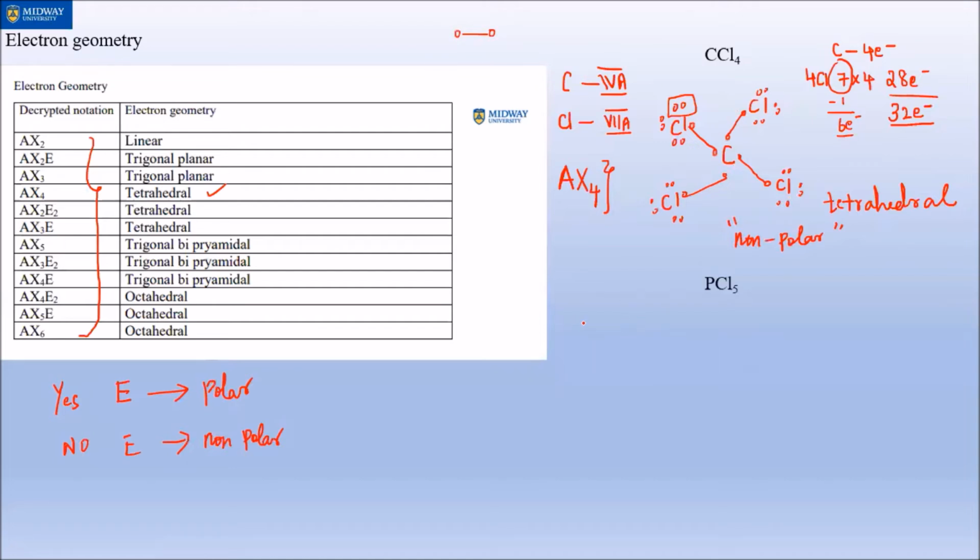Similarly, let's do it for PCl5. Phosphorus is 5A. Chlorine is 7A. So phosphorus has 5 electrons, and the 5 chlorines each have 7, so that's a total of 35. The net total is 40. The element that's least in count goes at the center, and it has 5 electrons, so just spread them around. Then you have 5 chlorines, so spread them around as well, aligned with wherever you put the circles for the phosphorus.